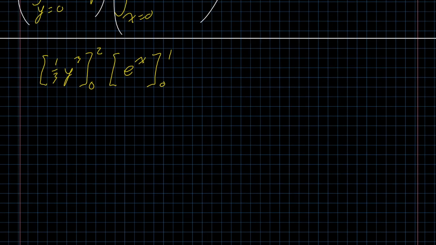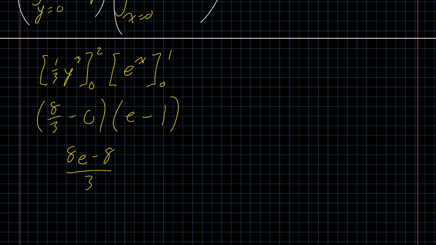All right, so we evaluate. Let's see, 2 cubed is 8. So I will have 8/3. 0 cubed is 0. E to the first is e. E to the 0 is 1. A couple of different ways we could write that out. I'm going to go with 8e minus 8 all over 3.